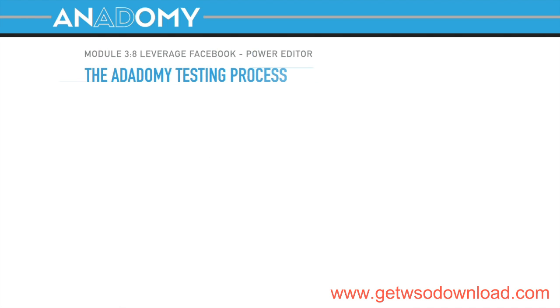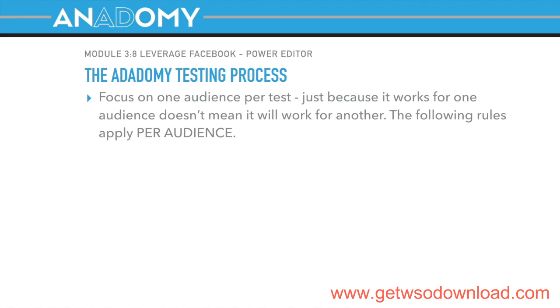Here's what I call the anatomy testing process. First of all, you're going to focus on only one audience per test. Just because what we do with our images and our copy works for one particular audience doesn't mean that's going to resonate with another audience. So everything we're going to talk about is per audience. So the things that you're going to want to test are your images, your copy, your device type, and your audience. I'm going to give you an exact blueprint to follow for every single one of these, but just know that everything you test on image, copy, and device type is on a per audience basis.